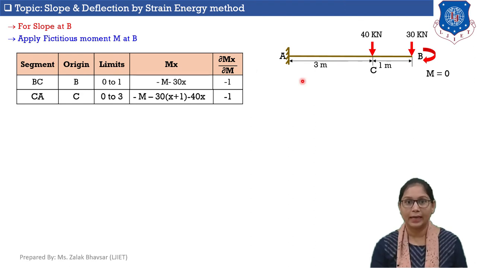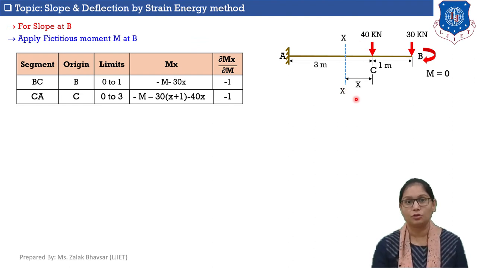Now for calculating Mx in segment C to A, I am taking one section at a distance x meter from point C and will calculate the moment about this section line. Similarly, this moment will be minus M. Now this 30 kilonewton load will generate a moment equal to 30 into (x plus 1) about this section line. Again, the generated moment is clockwise in nature, so I am putting a minus sign over here. Now, the moment of this 40 kilonewton load about this section line is equal to 40 into x.